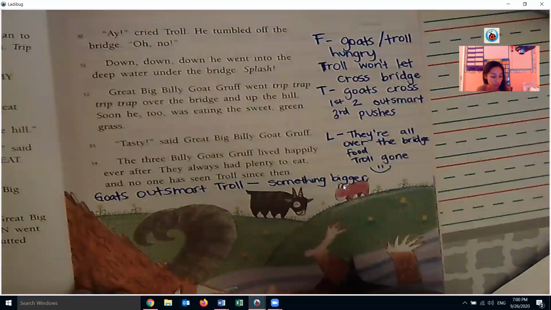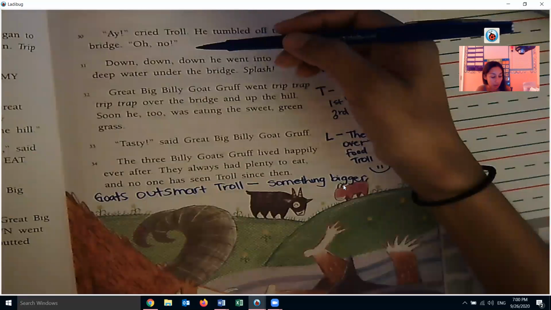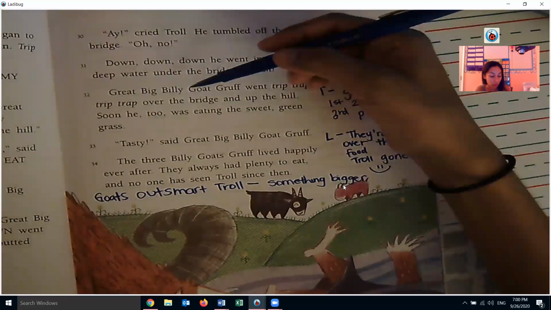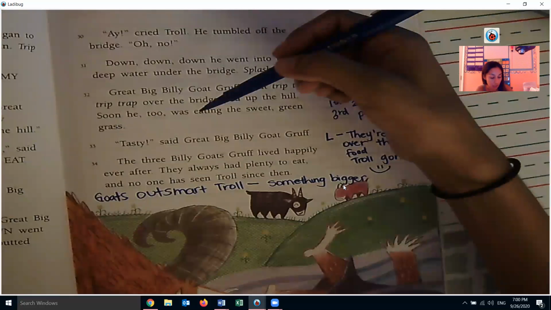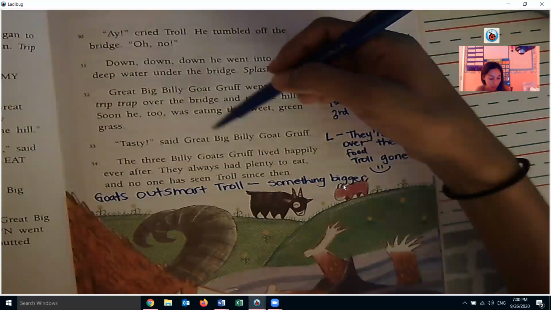Cried Troll. He tumbled off the bridge. Oh no! Down he went into the deep water under the bridge. Splash! Great big Billy Goat Gruff went trip, trap, over the bridge and up the hill. Soon he too was eating the sweet green grass. "Tasty," said the great big Billy Goat Gruff.